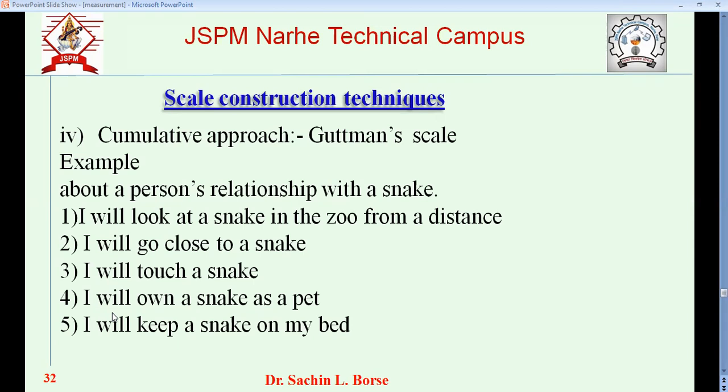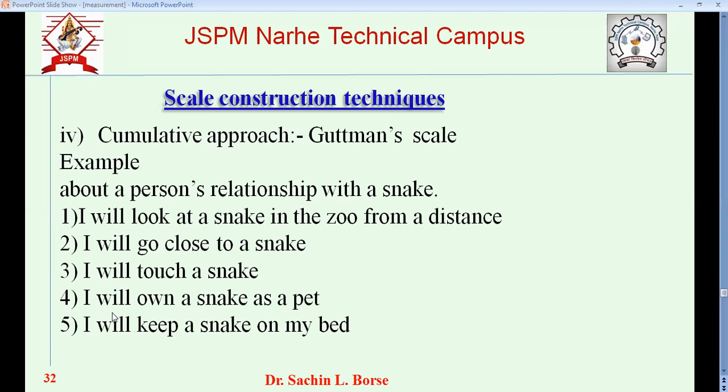So I say statement number 5, I will keep a snake on my bed with me. Okay, what does it mean? It gives the chance that the snake is his pet animal. He or she will touch the snake. He will go close to the snake. He will also watch the snake. It means all the statements are correct.